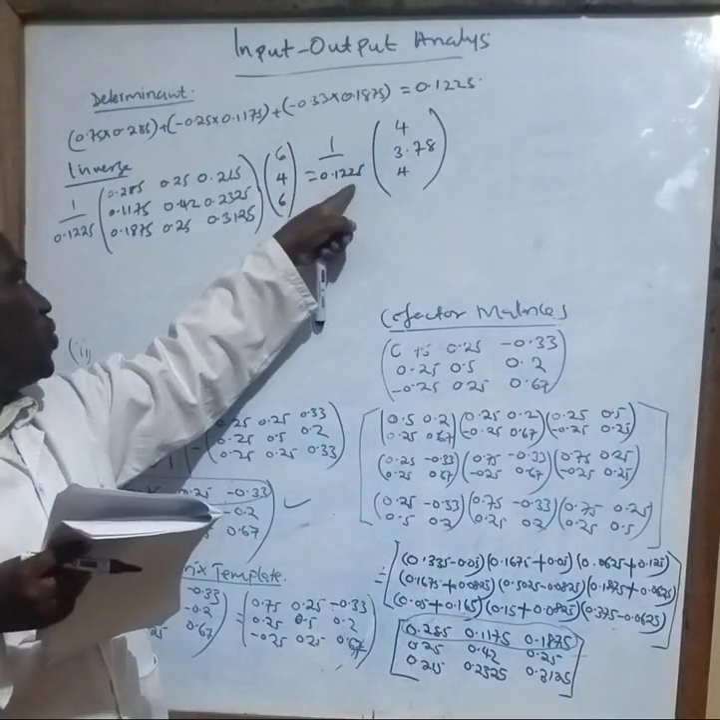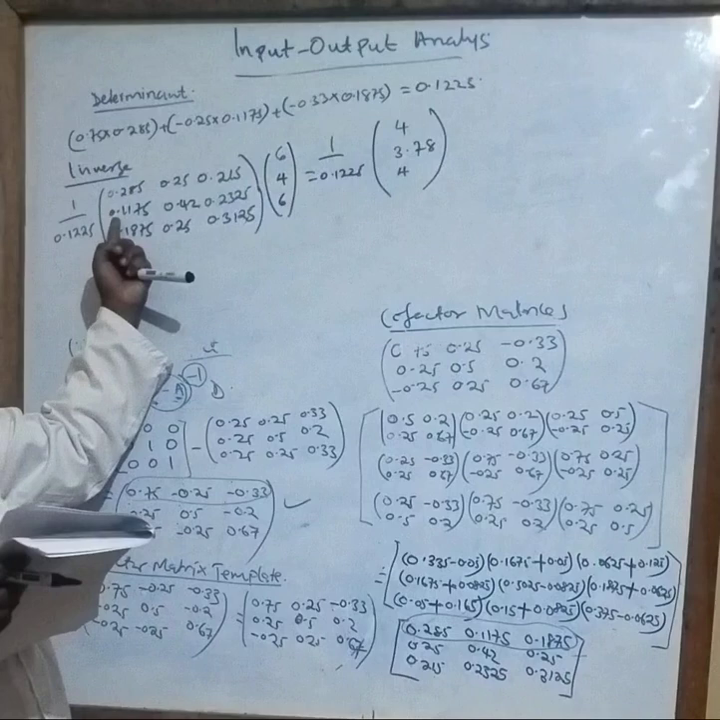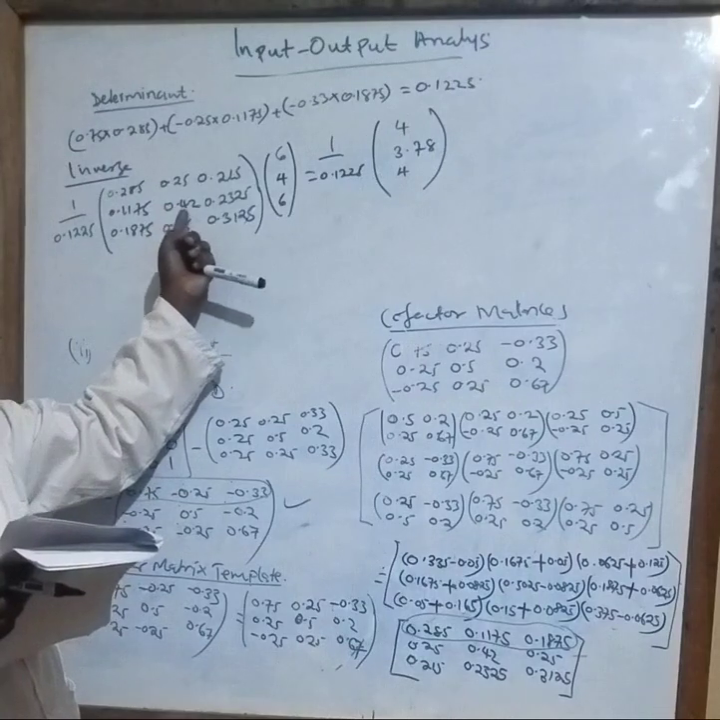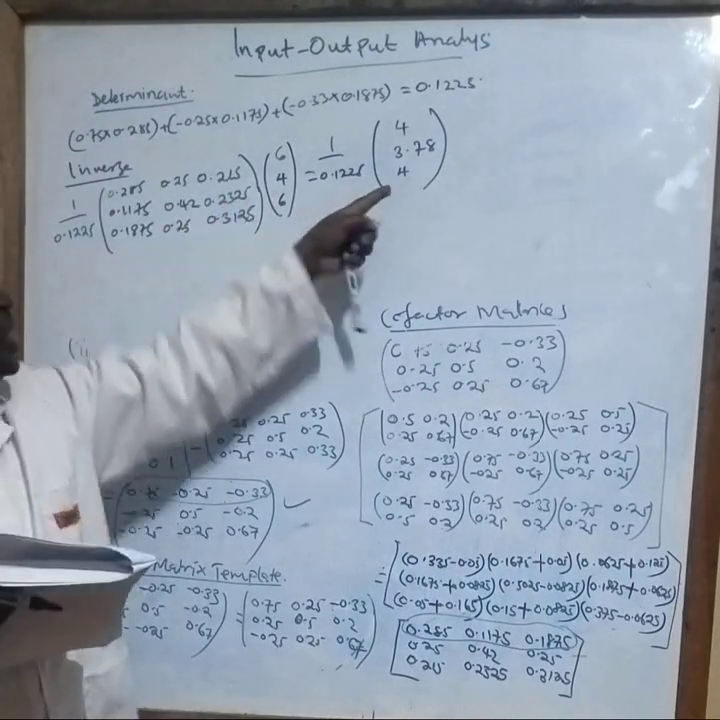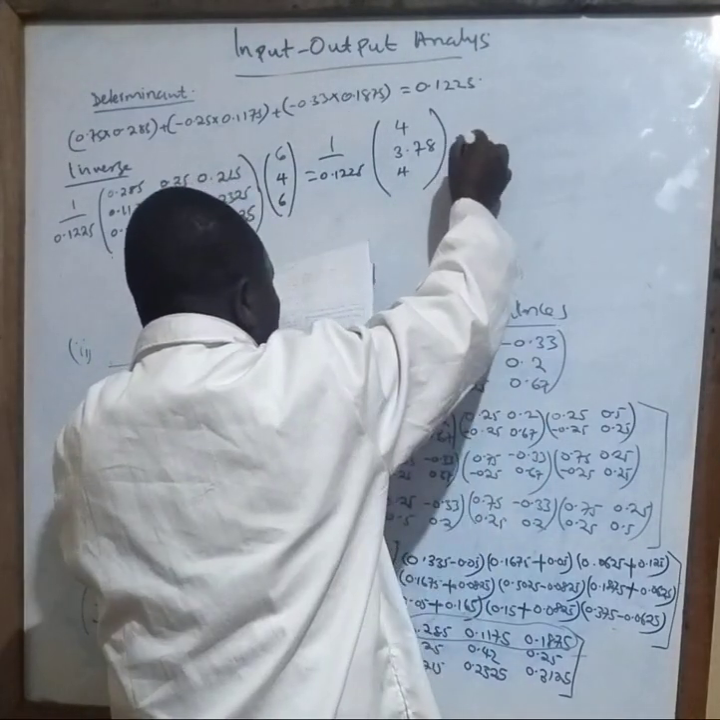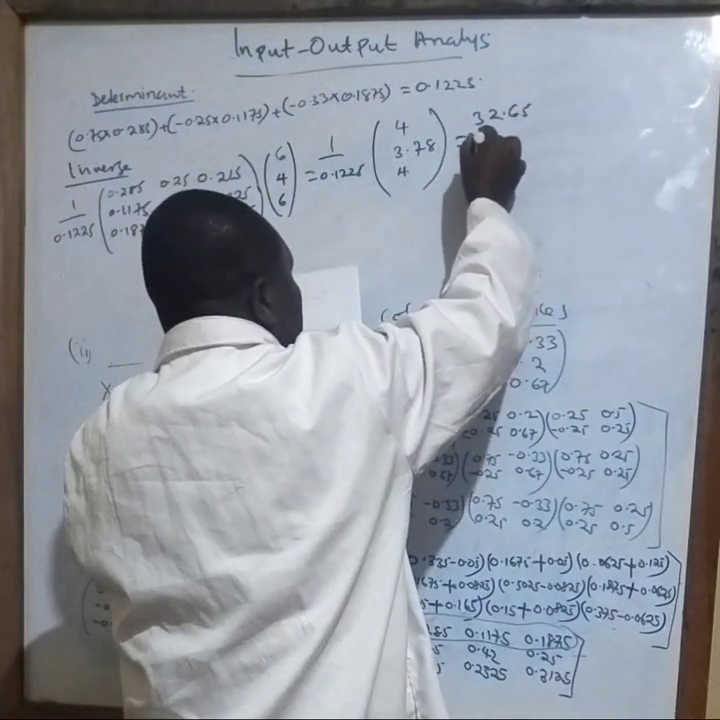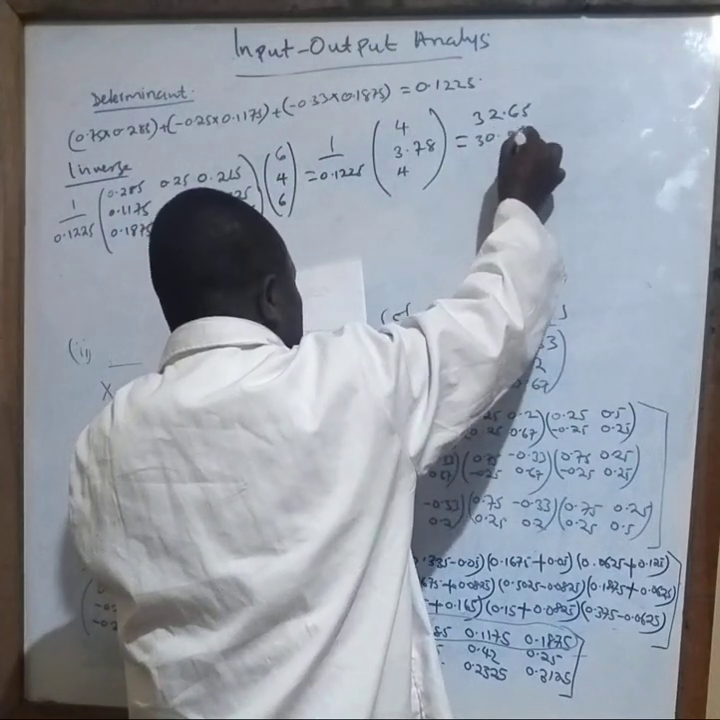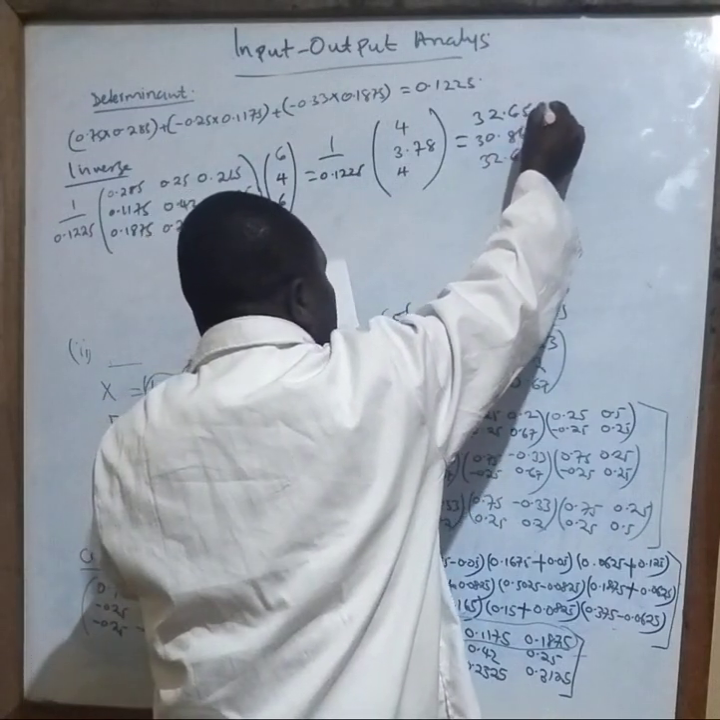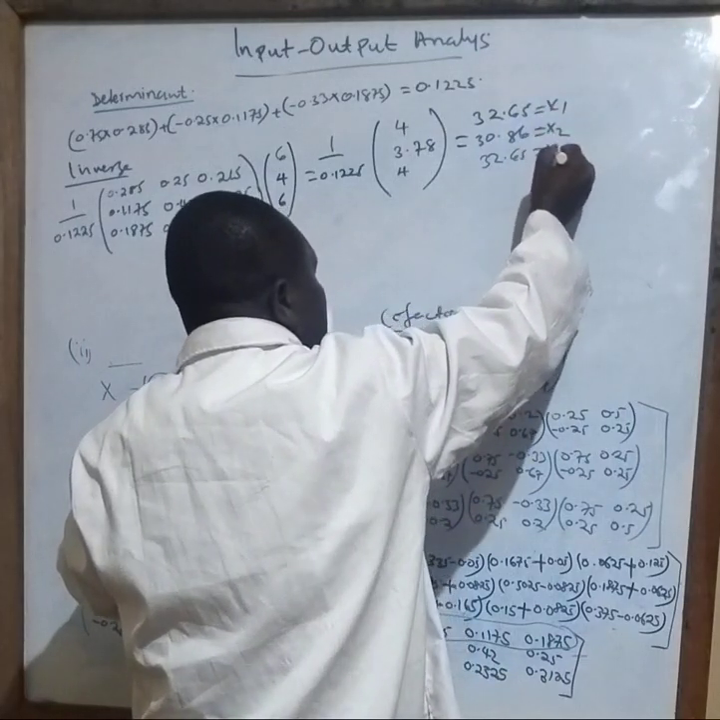So if you open now the brackets, 1 over 0.125 times 4, you get the answer. 1 over 0.125 times 3.7. Where is this one coming from? The second row, this one. 0.1175 times 6 plus 0.42 times 4 plus 0.2, that you get this one. Then when you open that brackets, your answer you get there is 32.65. Then 30.86. And the last one is 32.65. So this one here represents X1, this one here represents X2, and this one represents X3.